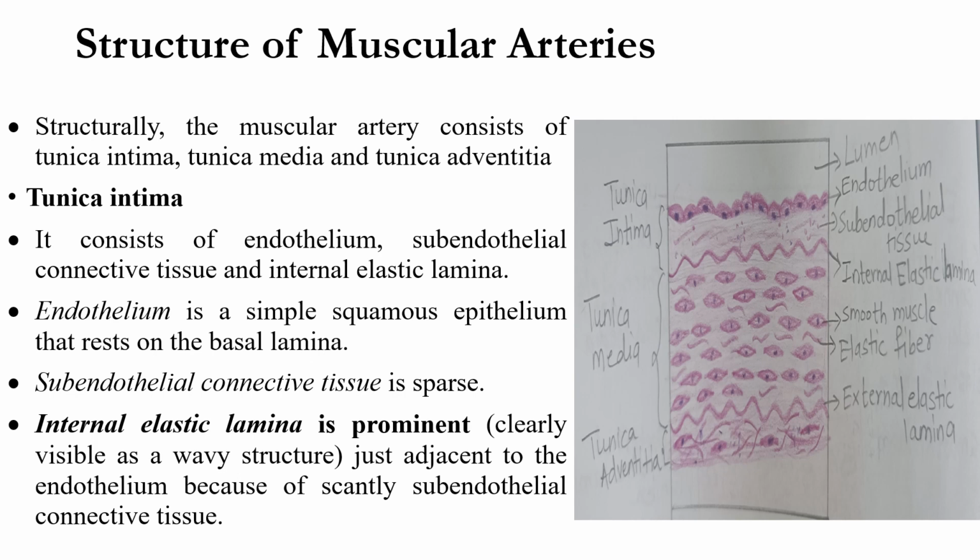Note that it is not distinctly visible in elastic artery, but it can be seen in tunica intima of the muscular artery, and the reason is tunica media has more amount of smooth muscles, so the internal and external elastic lamellas are visible in muscular artery. So just to revise, the tunica intima has got endothelium, subendothelial connective tissue, and a prominent internal elastic lamella.